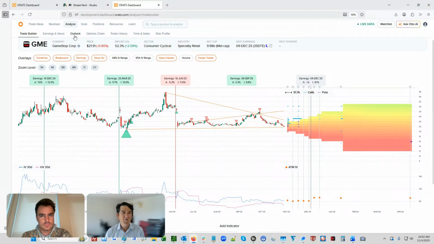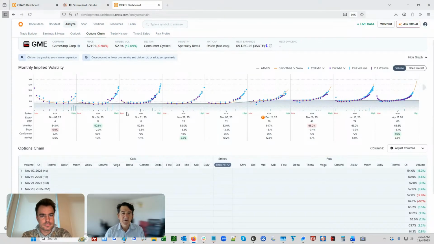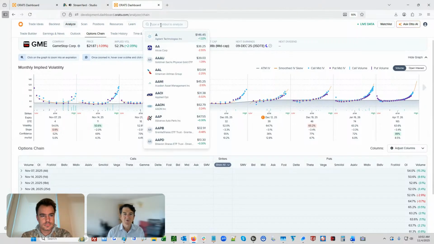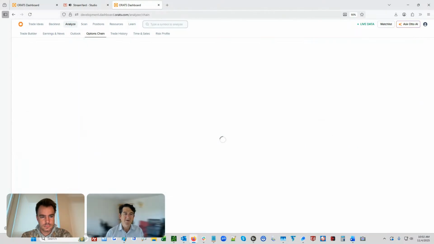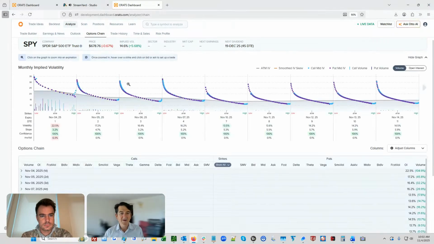So we'll look at GME here, GameStop. And this is the opposite of what most stocks have. GME has what we would call a highly negative slope, because it's negative, it's opposite of what is usual. Usual is SPY, and 90% of the other stocks and ETFs, where the left side or the put side has higher volatility.